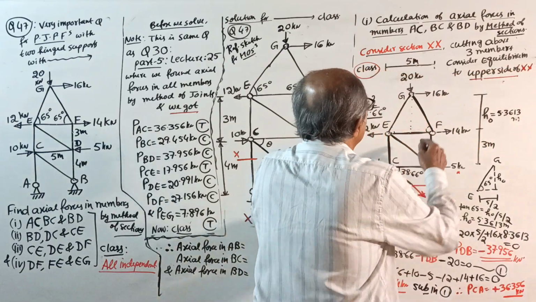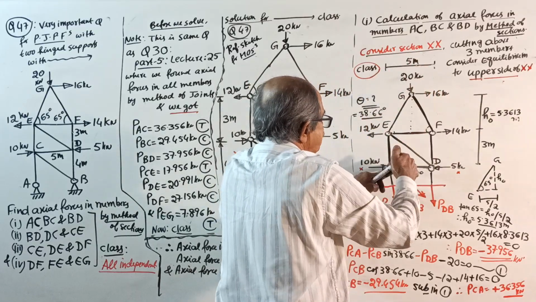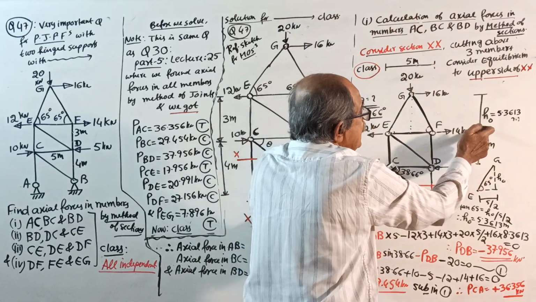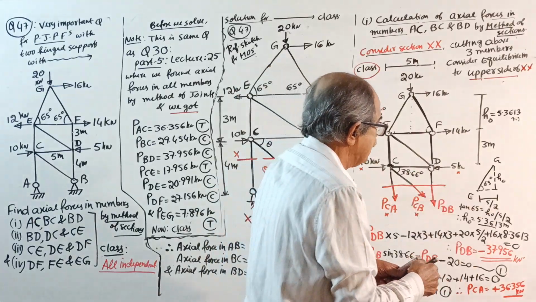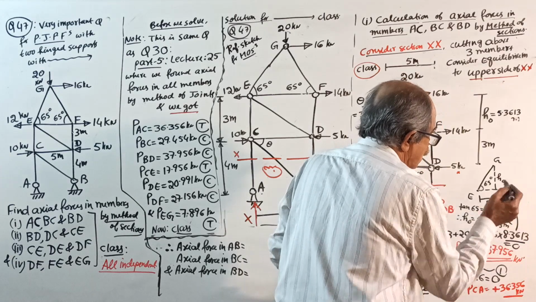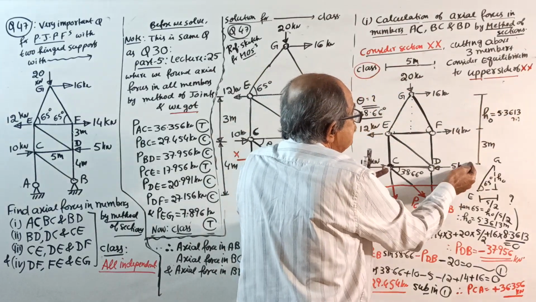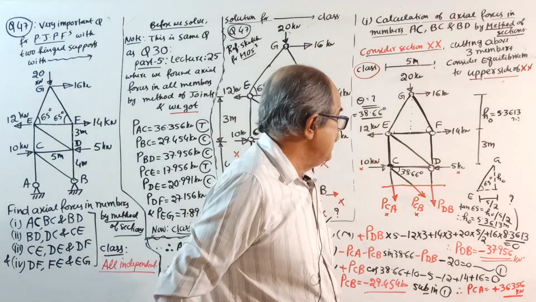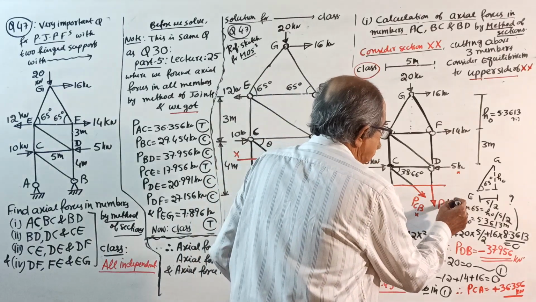Okay, now do one thing. Last term, when you take moment here, 16 into this distance from C to this force. Horizontal force means vertical distance, 3 plus 5.3613. I wrote 8.3613. If you have doubt, write 16 into bracket 3 plus 5.3613. You will get the value of PdB as minus 37.956 kilonewton. Okay, so now your PdB is over.